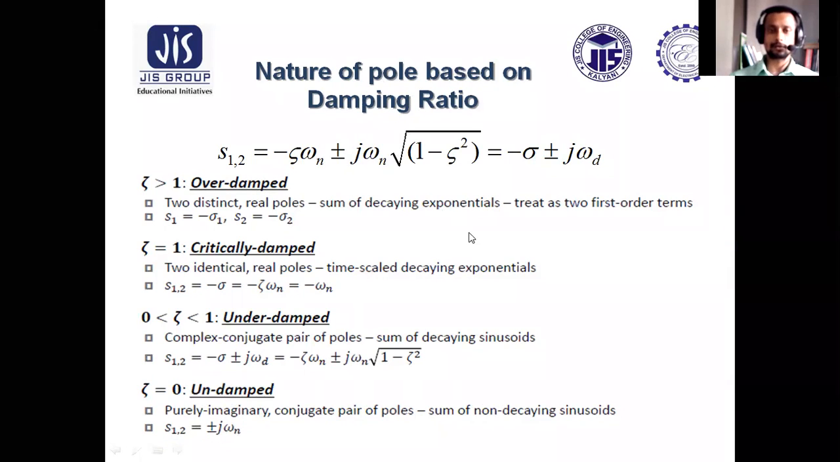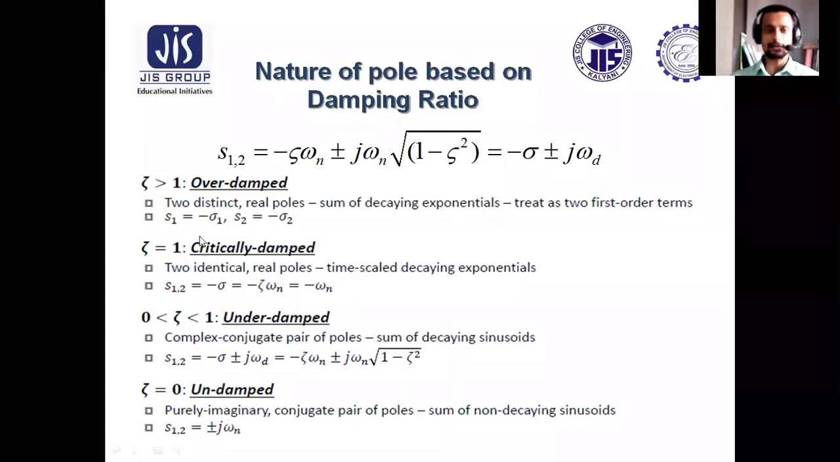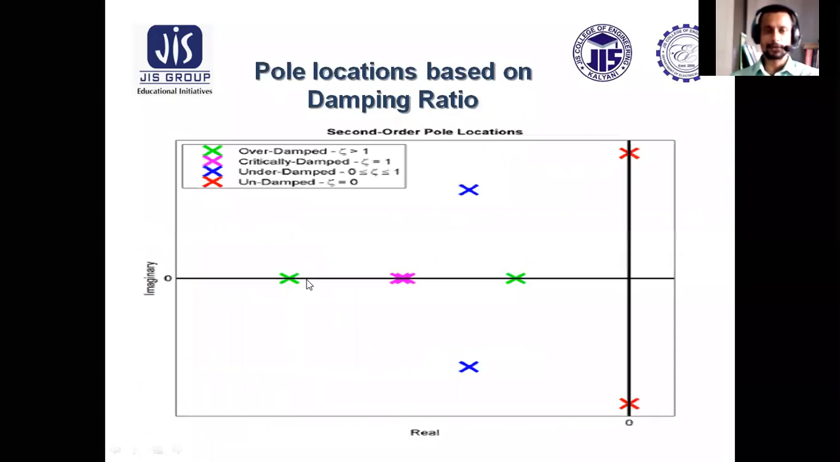Now let us move to the next slide. This slide shows the pole location based on damping ratio. This green shows the overdamped system. Let us move to the previous slide. For an overdamped system, poles will be real. Both the poles will be real, and both the poles should be distinct. Two poles are at different values, shown by green, and both the poles are real values.